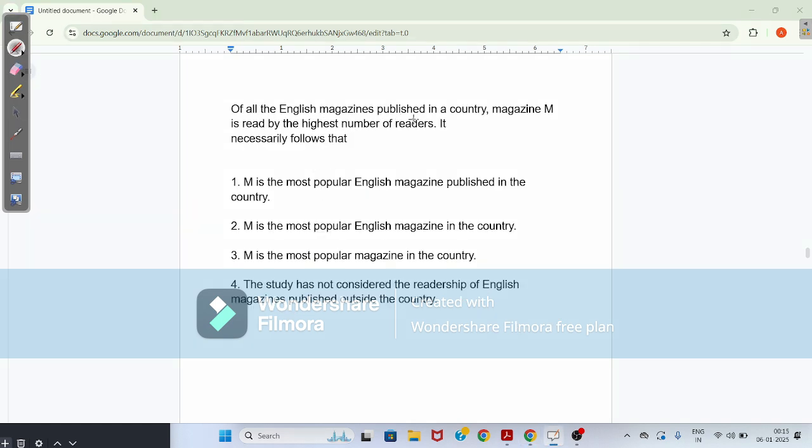Of the English magazines published in the country, magazine M is read by the highest number of readers. It necessarily follows that M is the most popular magazine published in the country. This sentence is the same as that of the question. Now consider the other option: M is the most popular English magazine in the country.